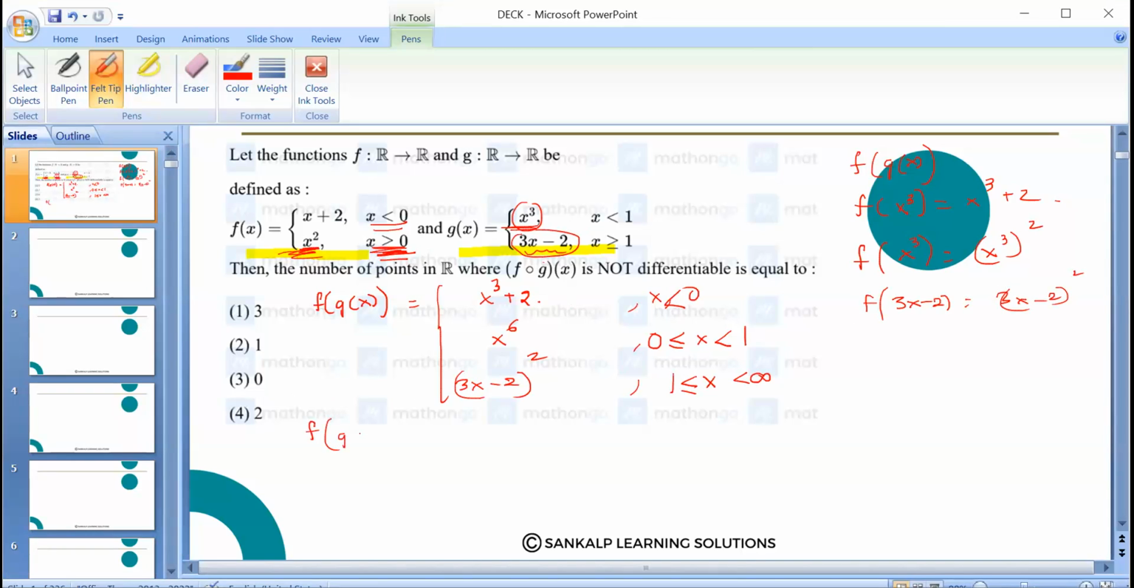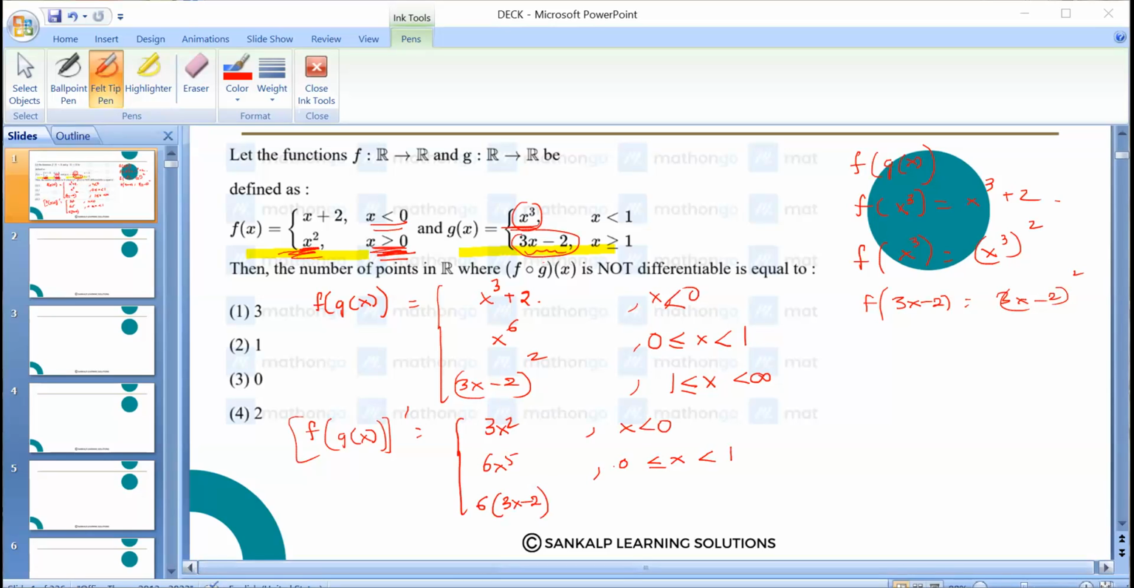Now we will find the derivative of this composite piecewise function. 3x square for x less than 0, 6x power 5 for 0 less than or equal to x less than 1. And lastly, the derivative of 3x minus 2 whole squared is 2 into 3, 6 into 3x minus 2. I have used the chain rule. But this is for x greater than or equal to 1, less than infinity.